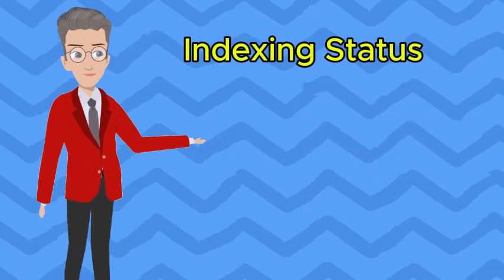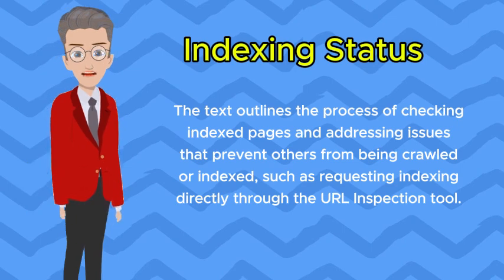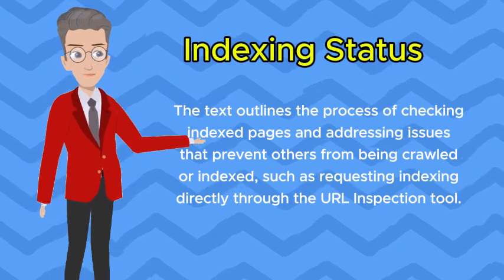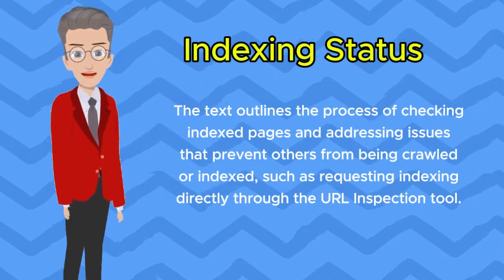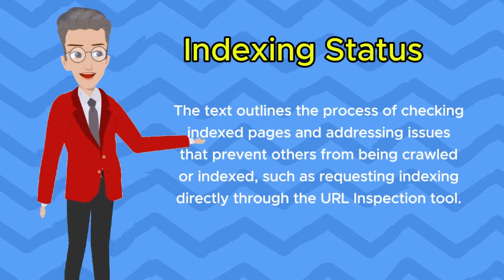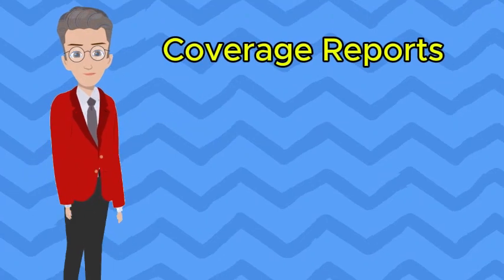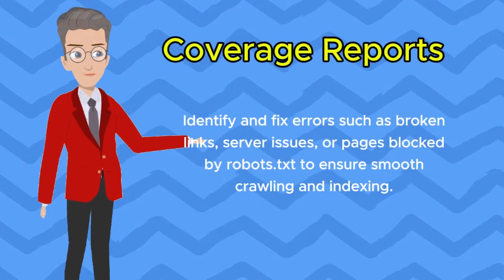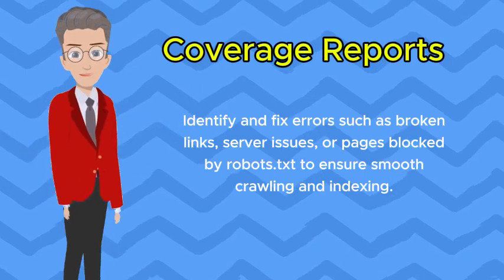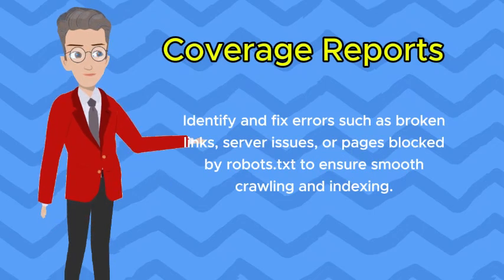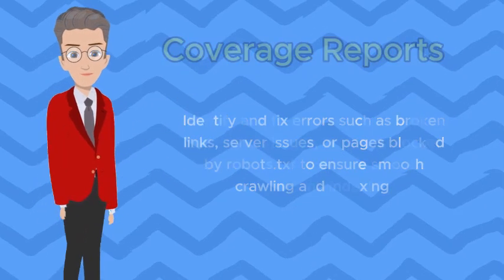Indexing status. Check which pages have been indexed and resolve issues preventing others from being crawled or indexed. Example, if a critical page isn't indexed, you can request indexing directly through the URL inspection tool. Coverage reports. Identify errors like broken links, server issues, or pages blocked by robots.txt. Fixing these problems ensures smooth crawling and indexing.